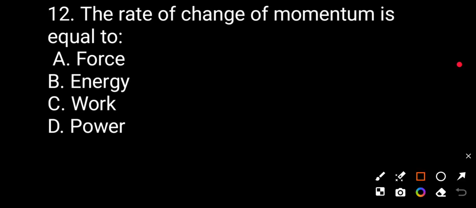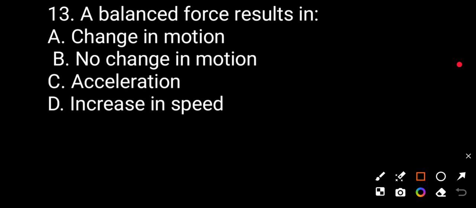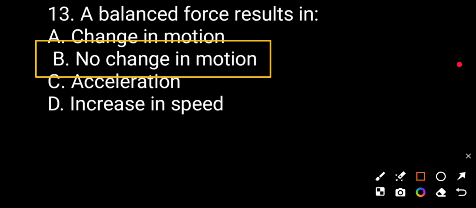Question number 12. The rate of change of momentum is equal to option A, force; option B, energy; option C, work; option D, power. Correct answer will be A. Question number 13. A balanced force results in change in motion, no change in motion, acceleration, increase in speed. Correct answer will be B, no change in motion.